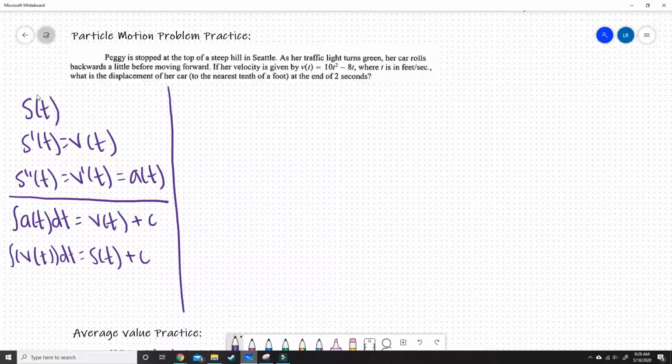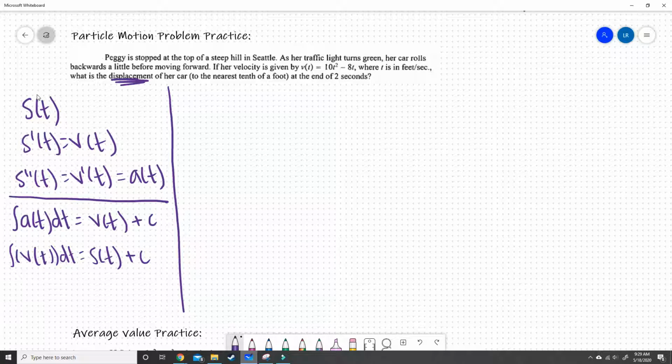Peggy is stopped at the top of a steep hill in Seattle. As her traffic light turns green, her car rolls backward a little bit before moving forward. It makes sense, we're in Seattle. If her velocity is given by v of t equals 10t squared minus 8t, where t is feet per second, what is the displacement of her car? Displacement is going to be similar to position here. It's going to be the total amount that she moves. Because she's rolling backwards a little bit and then forward, the displacement would be that total amount.